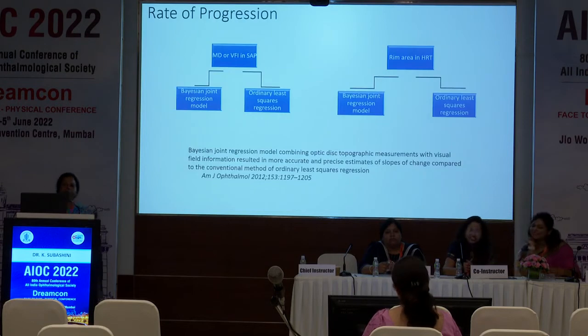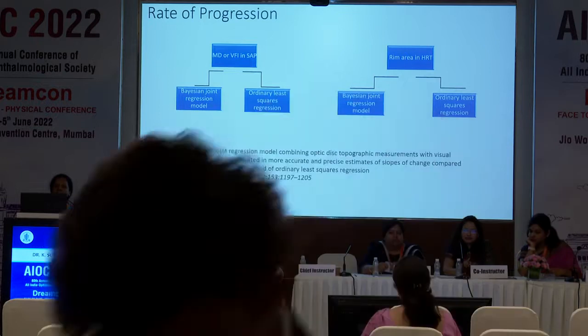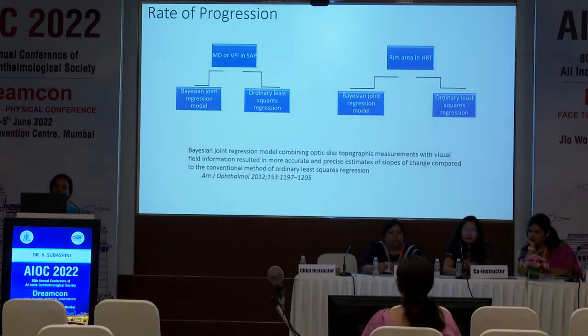For assessing rate of progression, the standard approach is ordinary least squares regression. One study compared the standard approach to the Bayesian joint regression model, and found that this produces more accurate and precise estimates of the slope of change compared to the conventional method.